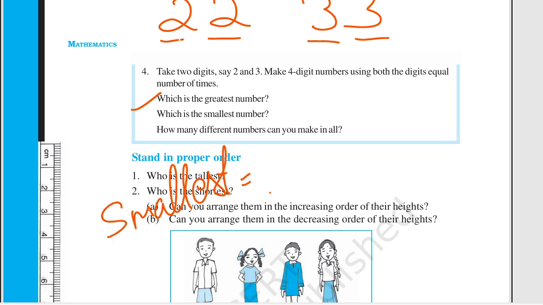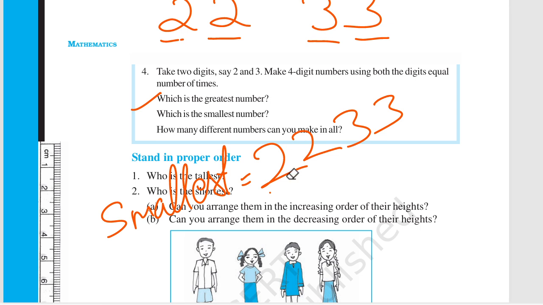To make the smallest number, you guys know that we have to find the smallest digit present in the question. The smallest digit is 2. Then I will write 2. Now to make the smallest number, we have to repeat the smallest digit once again. So 2 is there, I will write 2 again, then 3 and 3. Okay, now the smallest number we are getting is 2233. 2233 is the smallest number which we can make using these two digits.